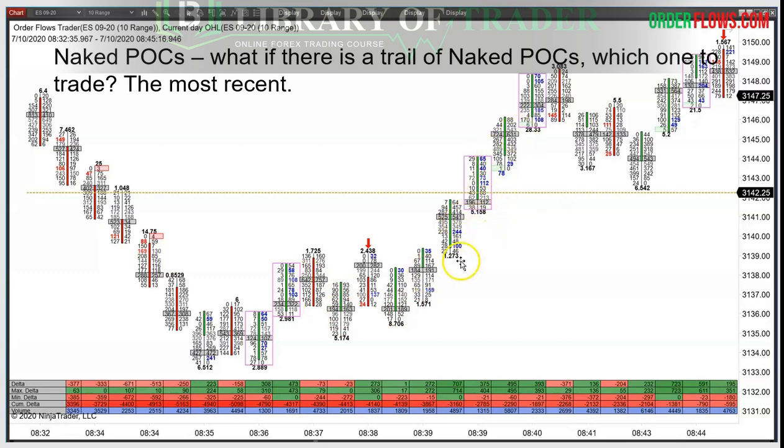Well, which ones do you trade? Well, you're going to trade these 2, right? Just as on the way down, right? You got naked. Okay, well, which ones are you going to trade here? You're going to trade these 2, right? And it came back here, made a little rotation down before pulling back into it.